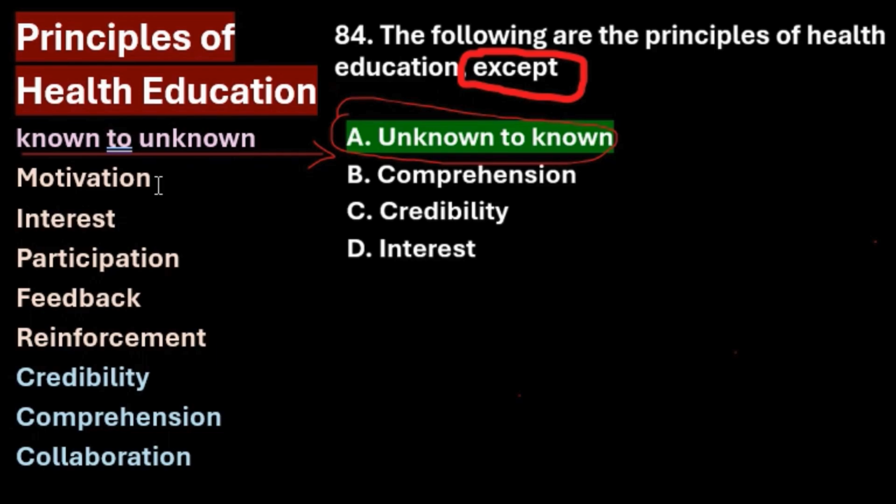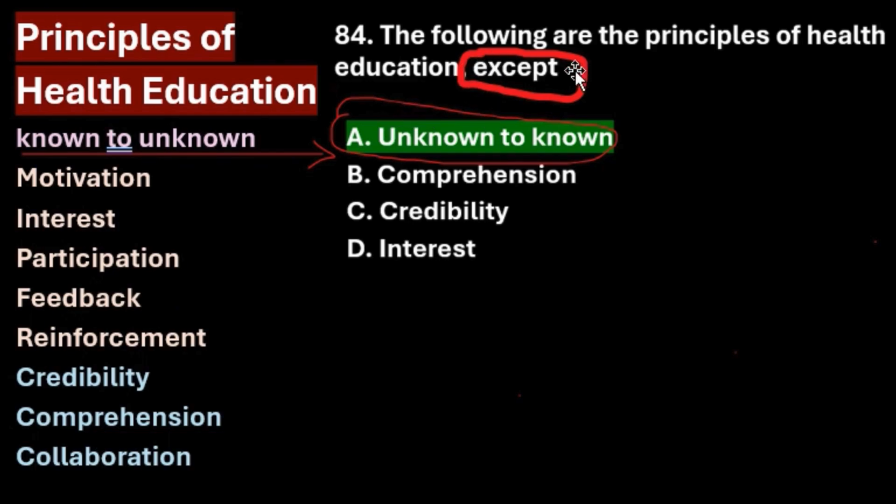Now I will explain you some mnemonic. First you need a motivation, then you have to get interest, then participation, you have to participate, then you will get feedback, then you have to reinforce. So motivation, interest, participation, feedback, reinforcement. Then 3 C's, credibility, comprehension, collaboration. These all are the principles.